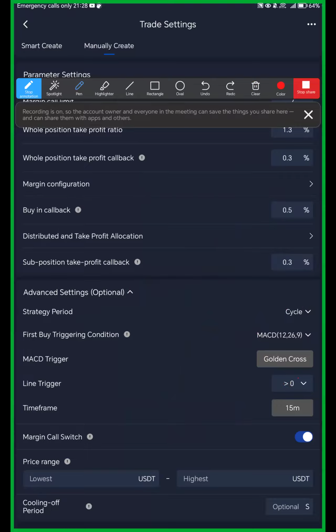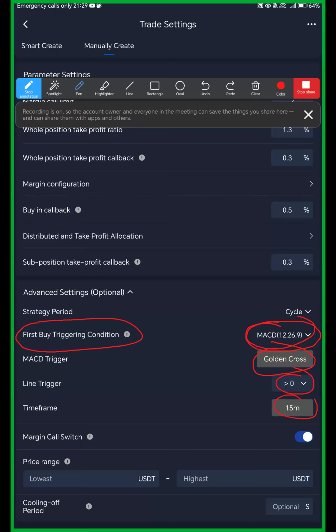So once you have chosen here what you want to put here, then after that you can tap save. Don't tap anything. What you only need to do is to tap on first buy triggering condition here. This one here. Then you put in MACD. It has already been put. Then the moment you tick MACD, golden cross will come. And this one will be already here.